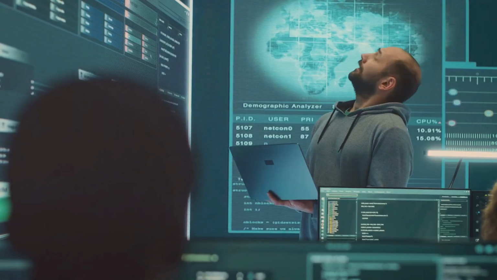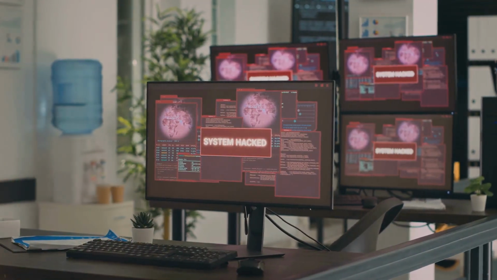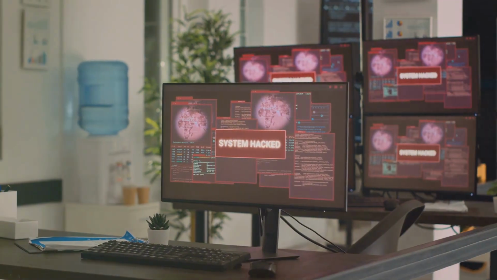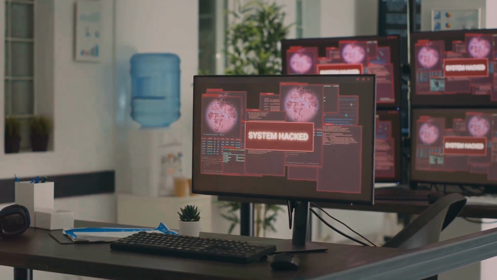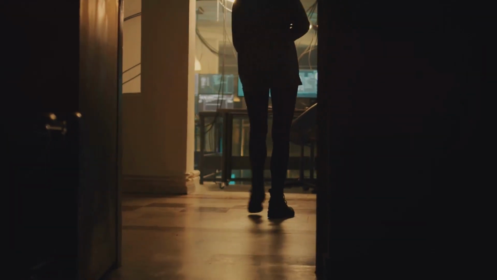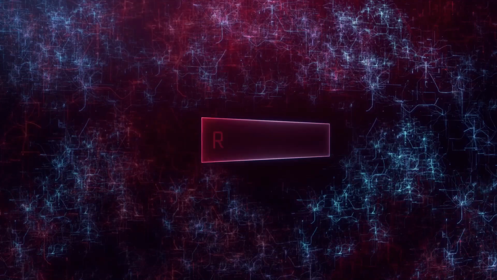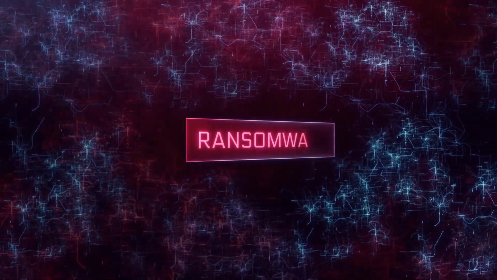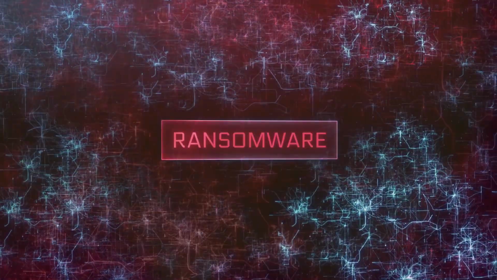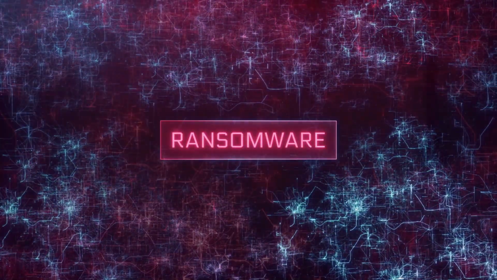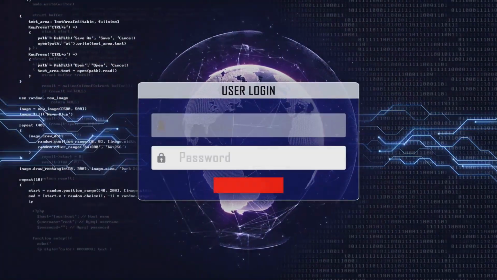Let's break down some of the key methods attackers use today. 1. Malware. Malware, or malicious software, infects devices to steal data or disrupt operations. Think of it like a hidden conspiracy within a network. 2. Ransomware. Ransomware locks users out of their systems, demanding payment for release, much like laying siege to a city and demanding surrender. 3. Phishing attacks trick users into giving away sensitive information.